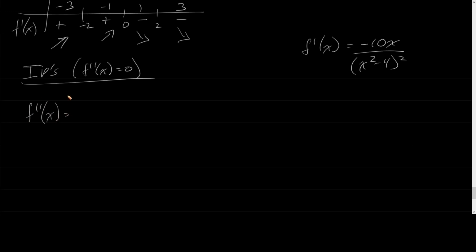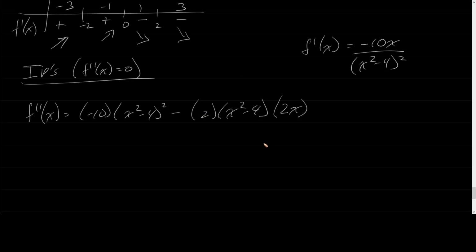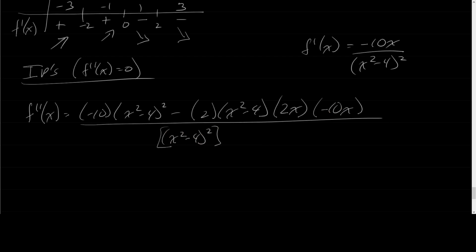Second derivative. The derivative of the top, -10, times the bottom, x squared minus 4 squared, minus the derivative of the bottom, 2 times x squared minus 4 times 2x, times the top, -10x, all of this over the bottom squared, x squared minus 4 squared, squared.